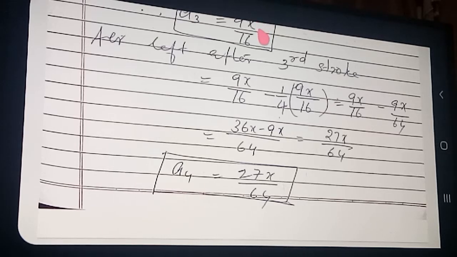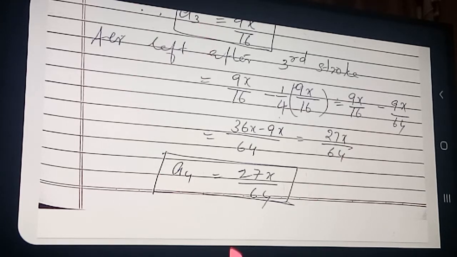Present air is this much. This much air we are removing. Then how much remaining? This much air is already there in the cylinder and we are removing this much. So how do we find the remaining part? 9x by 16 minus 9x by 64. See here, take the LCM. What is the answer we are getting? 27x by 64. Okay, are you clear?